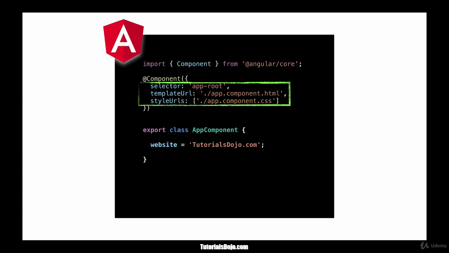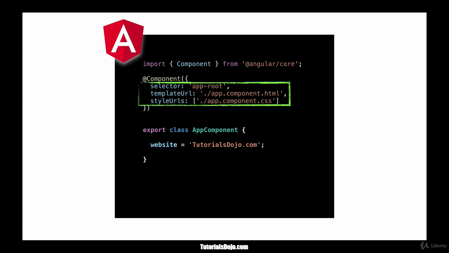One important property is the selector, because this property is required for every Angular component. The template and template URL properties are mainly used for the HTML code of the component. The styles and styles URL are used for the cascading style sheets of the component. You can view all of this information about other metadata properties using your IDE or through the Angular documentation.